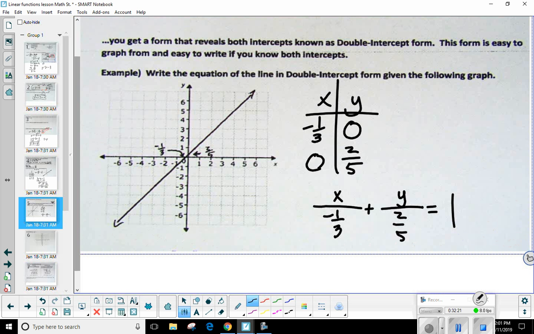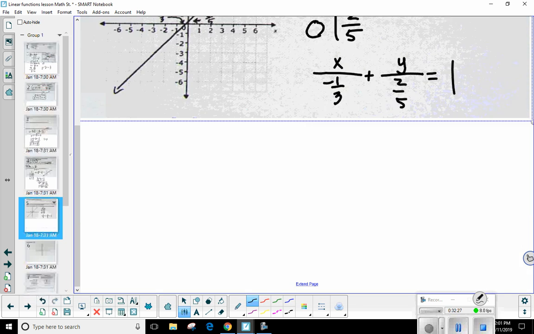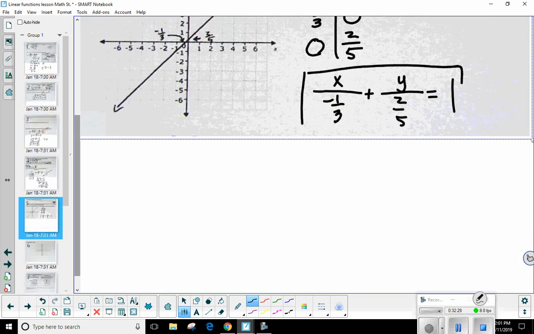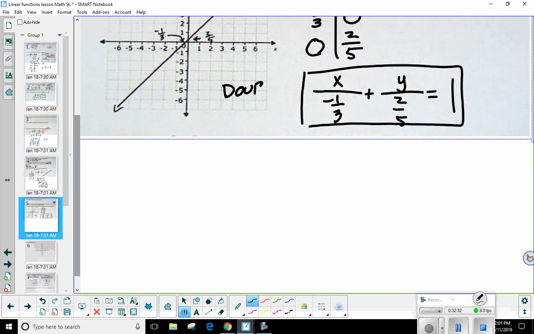Okay. Why don't we go ahead and put this in standard form? Okay. So while this is double intercept, let's just reverse that process on the proof I gave you to get here. If I'm dividing by negative 1/3, that's the same as what? Multiplying by negative 3. So this would be negative 3x plus what? I'm dividing by a 2/5. So that means I'm multiplying by 5/2. y is equal to 1.